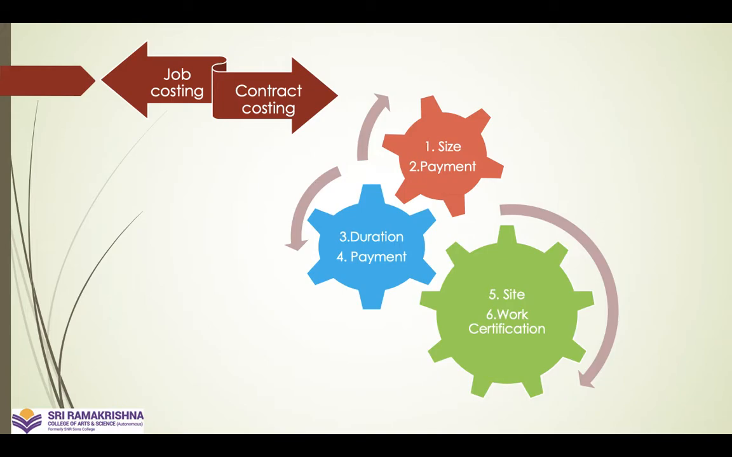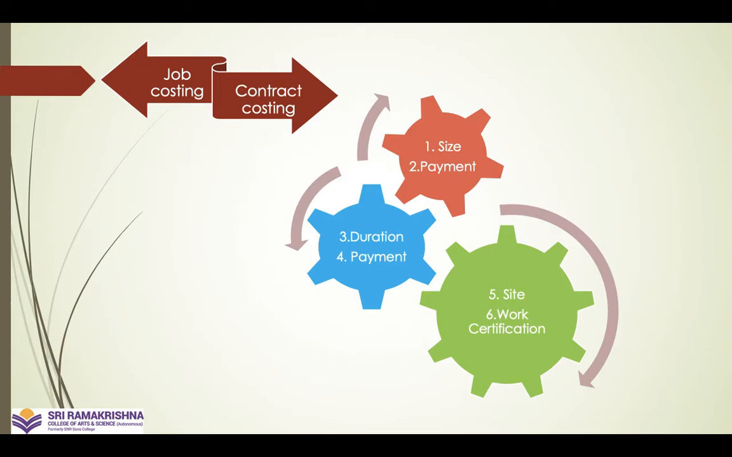The second is payment. In case of job costing, you will receive the payment immediately at the completion of the job, whereas in a contract it will be given in installments. Next is the duration. The duration of a job will be a smaller period, whereas in case of a contract it is for a long period. Next is investment. It is wrongly given as payment. The contractor has to invest a huge amount in plant, material, etc. initially for a contract when compared to a job.